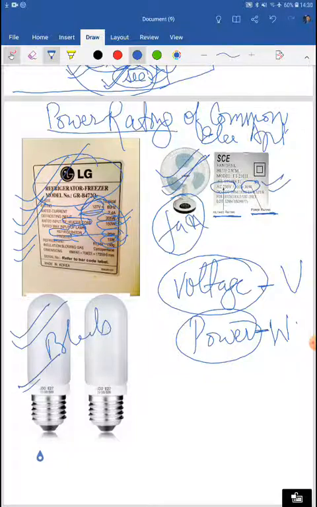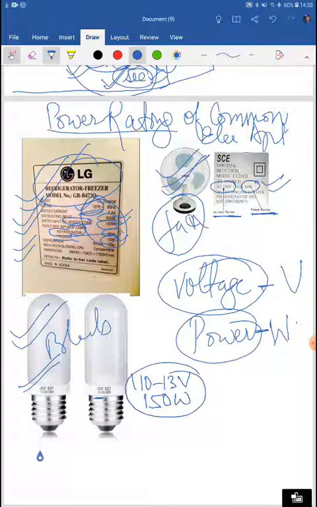Now let's come to the bulb here. On the bulb also you can see that it's written 110 volt and 150 watt. So this is what we call power rating. You will find these two things mentioned on the electrical appliances. Now what does it mean? Actually, what does the power rating that is shown on the electrical appliances tell you or give you?